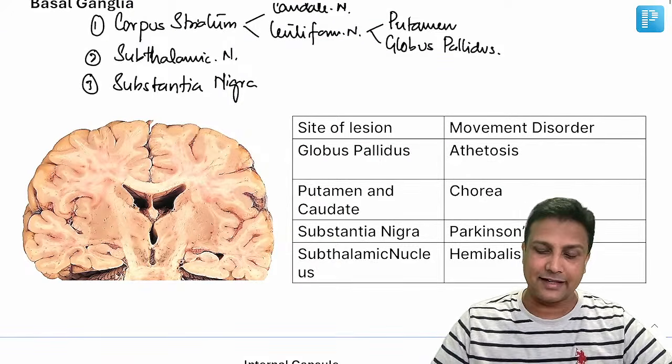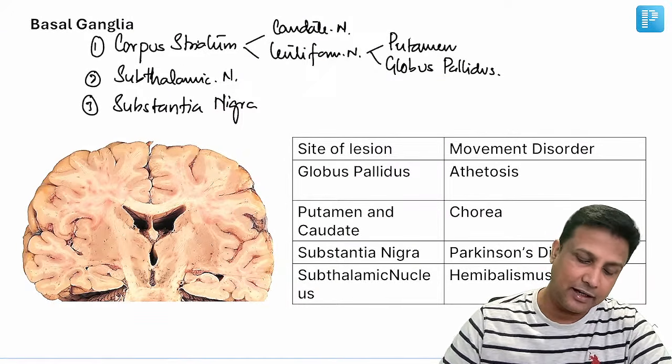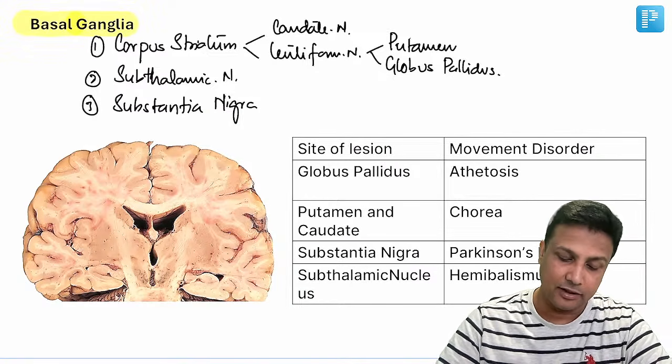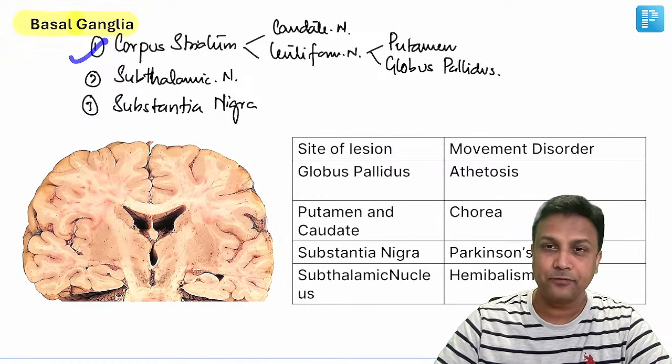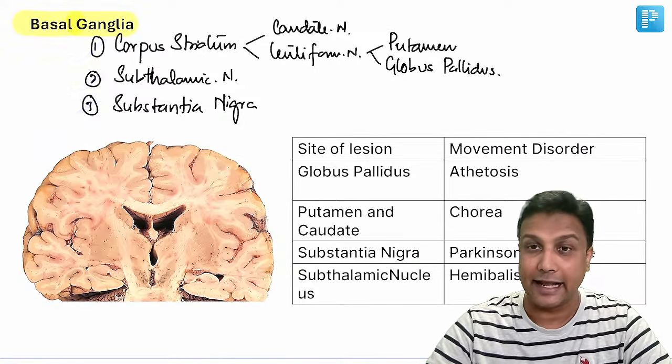Now, first of all, let's get started with the basal ganglia. Basal ganglia is mainly made up of three parts. Remember, number one, there will be corpus striatum. Number two, there will be subthalamic nucleus. And number three, there will be substantia nigra.